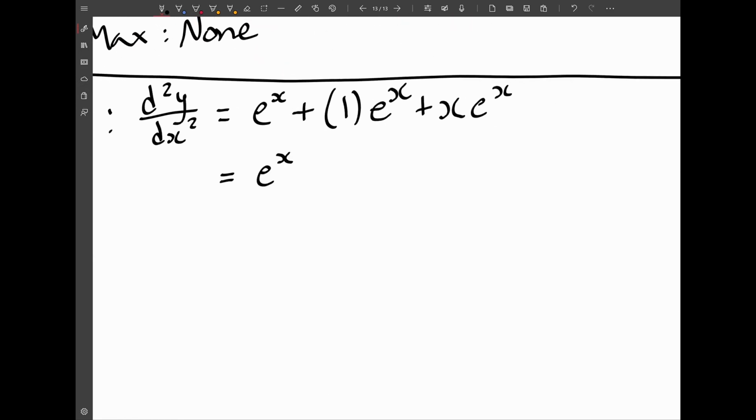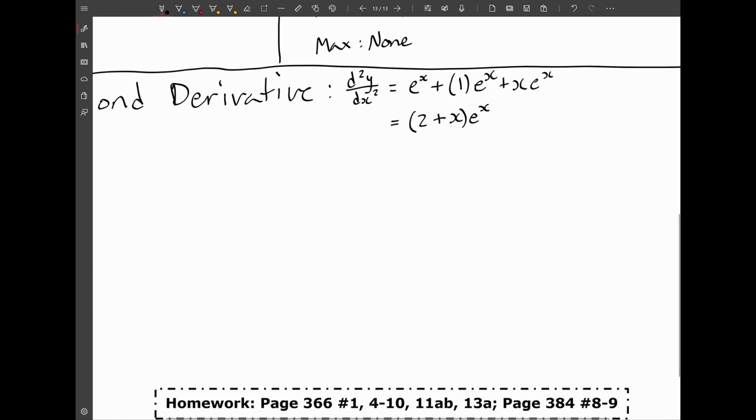So then what we have, I'm just going to factor it right away. We're going to be having two e to the power of x's and an x e to the x. So I'm just going to factor out an e to the x right away and have this as 2 plus x times e to the x. All right. So now we've got our second derivative.